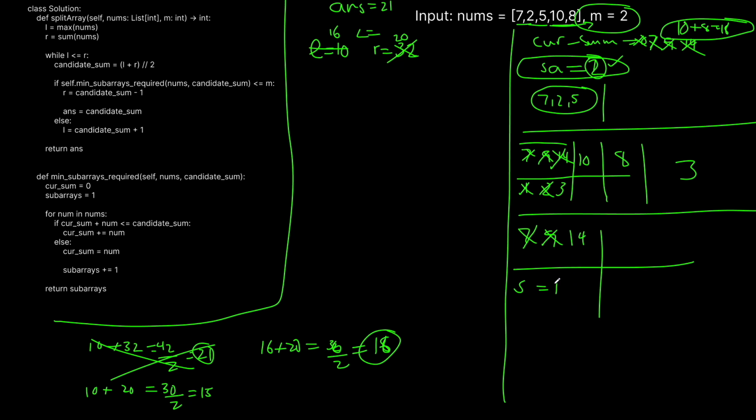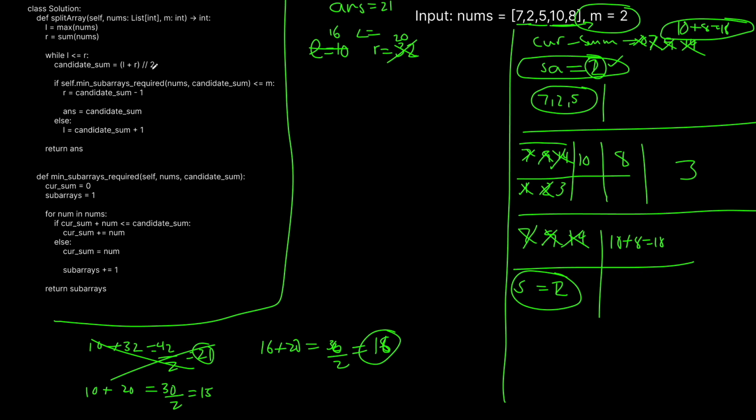So we increment our subarray count to 2, and then we get the 10. And then we add the 8, because we can actually have 18 now. So we have 2 subarrays here, right? The 7, 2, and 5, and then 10 and 8. So we have our 2 subarrays. We return that. So 2 is actually less than or equal to 2. So that's good. So we're in this condition up here.